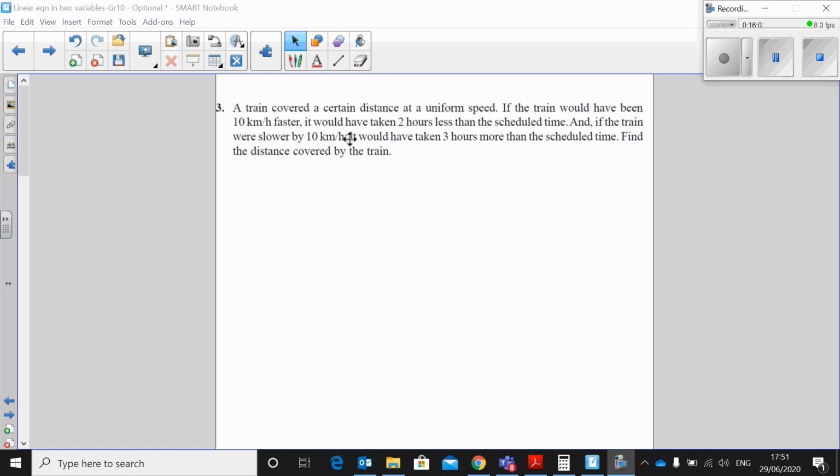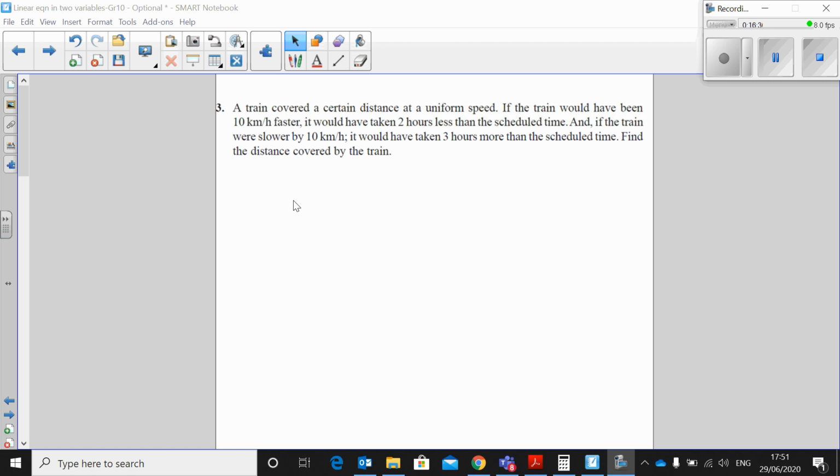The train covered a certain distance at a uniform speed. If the train would have been 10 km faster, it would have taken 2 hours less than the scheduled time. And if the train was slower by 10 km per hour, it would have taken 3 hours more than the scheduled time. Find the distance covered by the train. So what are the two variables here? The distance covered, a certain distance at a uniform speed.